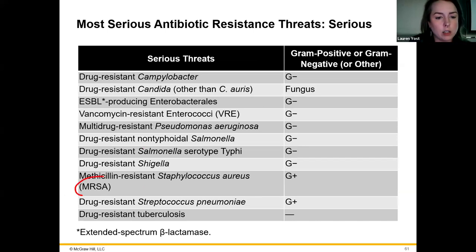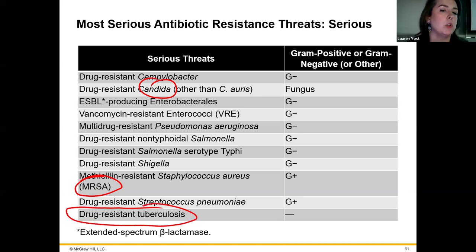Here we have MRSA. It's in the next category of serious threats. And other things that we see typically like Salmonella, Campylobacter, Candida. Typically, this is talking about Candida albicans. Candida auris is a whole other kind of thing that we are seeing related to the healthcare industry. And then drug-resistant tuberculosis, for which we have primarily Russia to thank. We all know we have the largest amount of drug-resistant tuberculosis strains in Russia by far. It's like no competition.